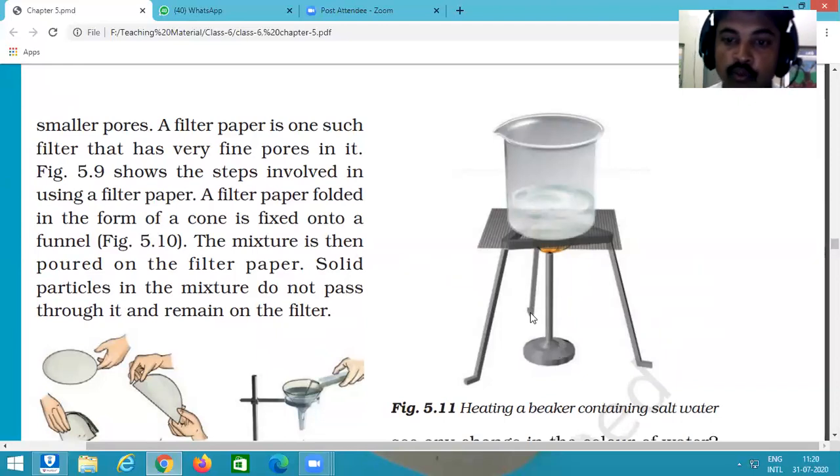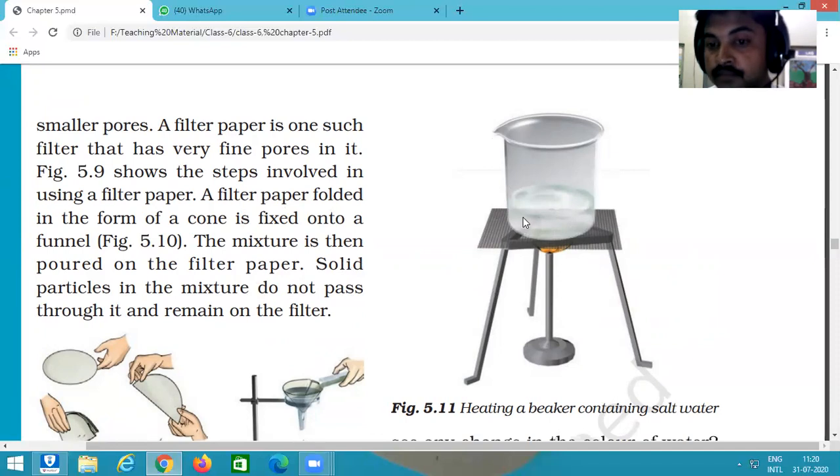Okay, so when we dissolve salt in water in a beaker, can we see any change in color of the solution? No, because salt doesn't have any color. Water doesn't have any color, and when we dissolve the salt in the water, it dissolves completely, and the solution prepared has no color. It is a colorless solution, and then we start heating the solution.